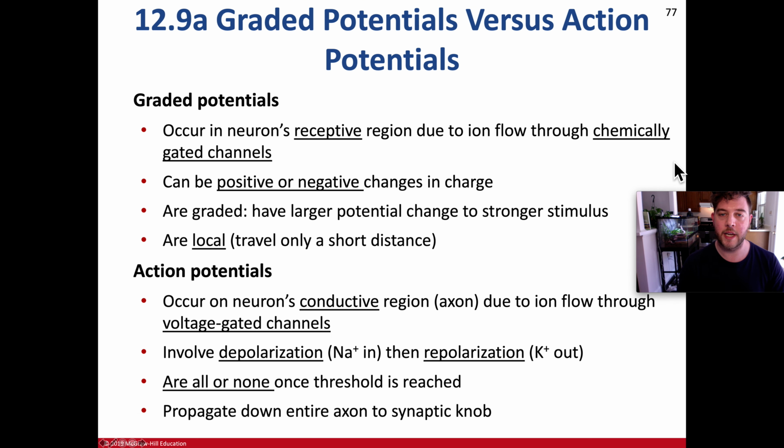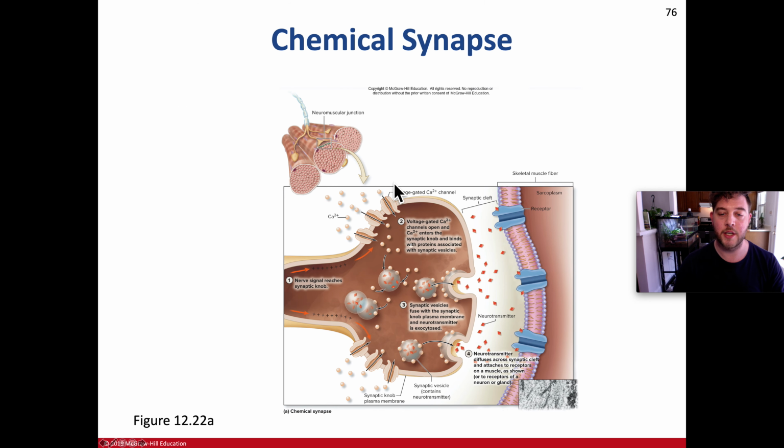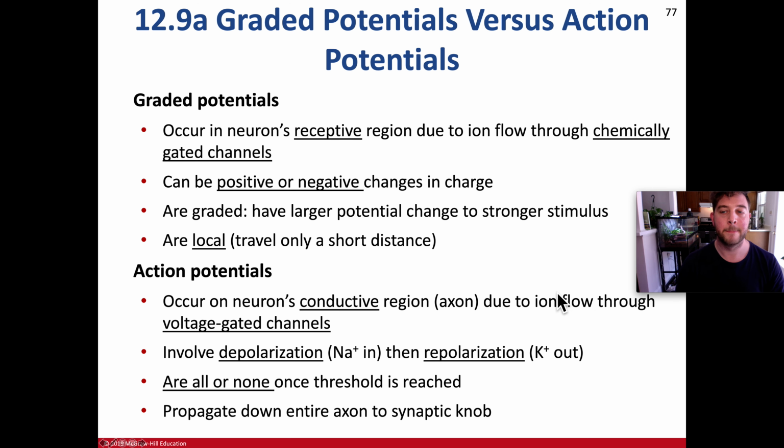Okay, so just a quick summary of graded versus action potentials. Remember that graded potentials occur in the neuron's receptive region due to ion flow through chemically gated channels. They can be positive or negative changes in charge, and they're graded. So they have a larger change to a stronger stimulus or a smaller change to a weaker stimulus. And they're also local. They travel only a short distance. Right in this segment, this is the transmissive segment of the presynaptic neuron. This right here is going to be your receptive segment of your postsynaptic neuron. And that's for the graded potentials.